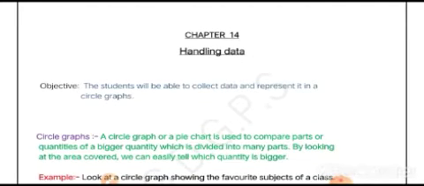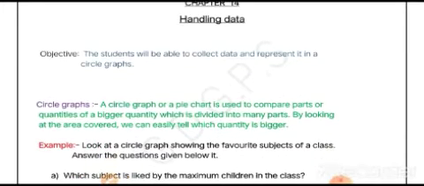Dear kids, in this video we are going to discuss circle graphs. A circle graph is a type of graph in which we represent the data in circles. It is also known as a pie chart and it's used to compare quantities. The bigger quantity is represented by the bigger portion in the circle and the smaller quantity by the smaller portion. By looking at the area covered, we can easily judge which quantity is bigger and which is smaller.